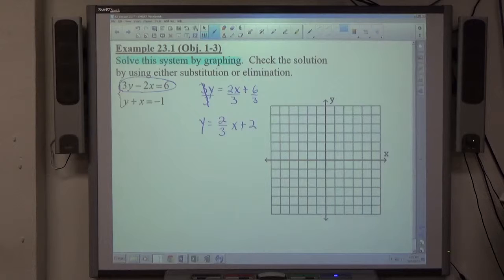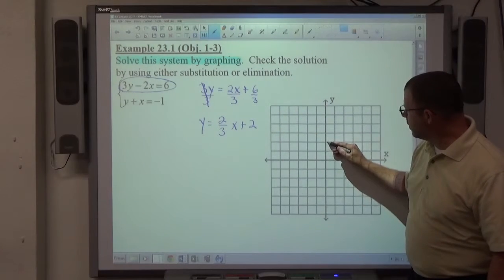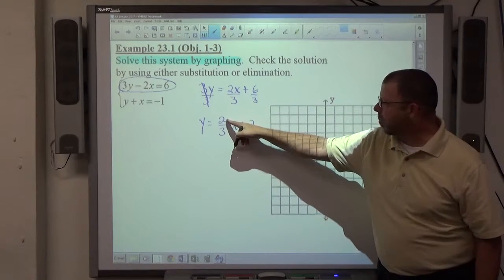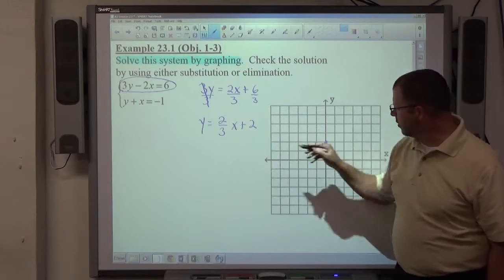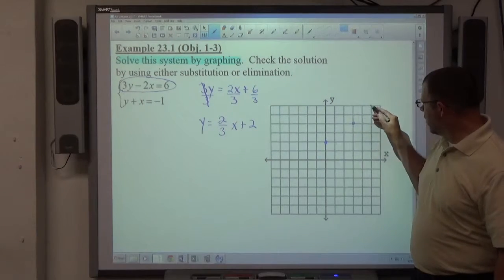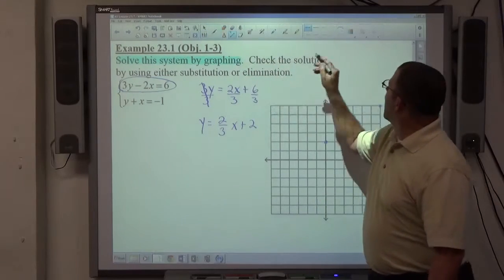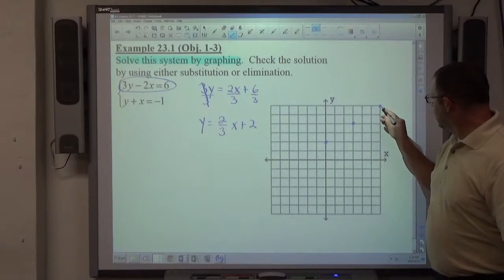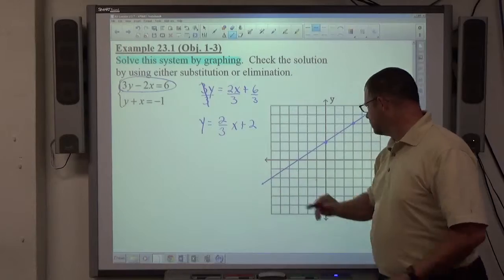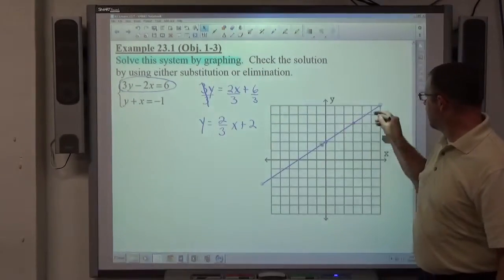Once I get the equation in slope-intercept form, the constant 2 is the y-intercept, and the slope of positive 2/3 tells me every time I go up 2 spaces, I go right 3 spaces. Up 2, right 3, up 2, right 3, and I create these dots. Connect those dots with a nice straight line, because when we graph a line, we always connect the dots. We end up with this line as the top equation's line.